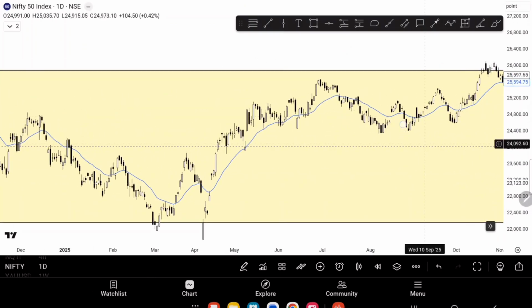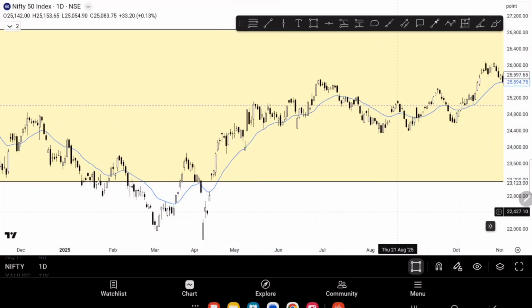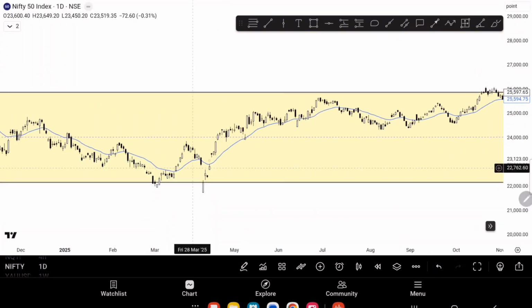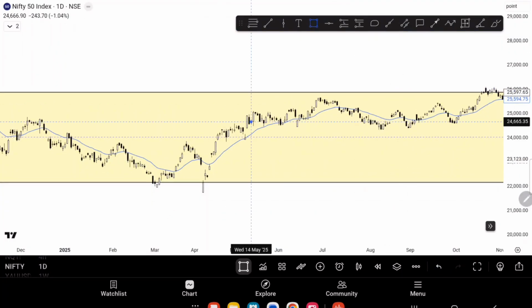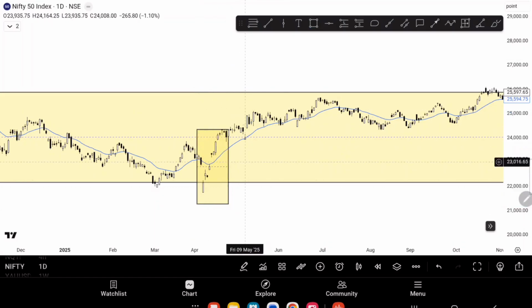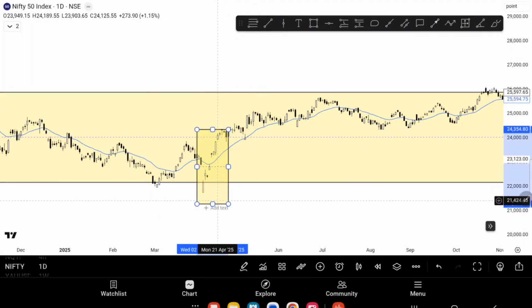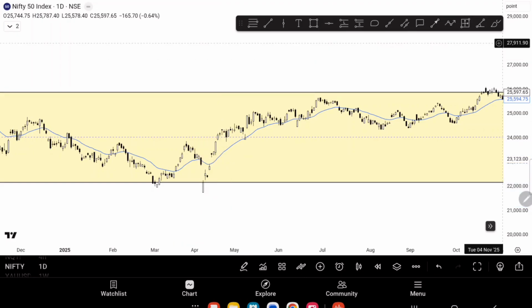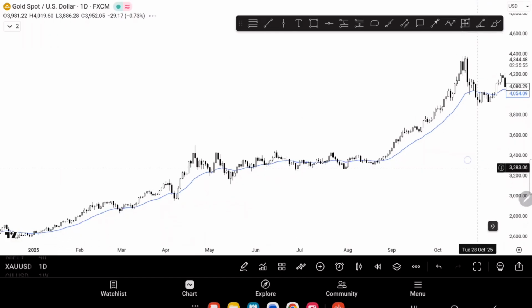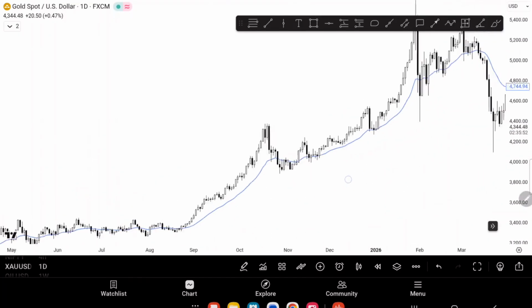Now if you were isolatedly looking at, let's say, just right here, you would say it's a bull trend. It's clear, it's a bull trend. The market is going up and up and up, right? That's a bull trend. But on the bigger time frame, it's still a trading range. Let's look at gold. What is gold doing? Clear uptrend.